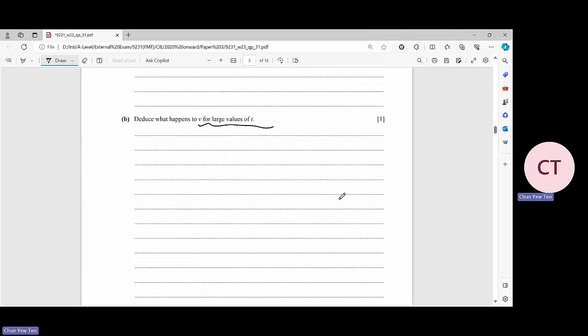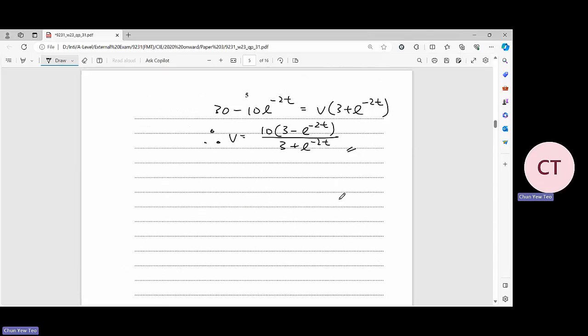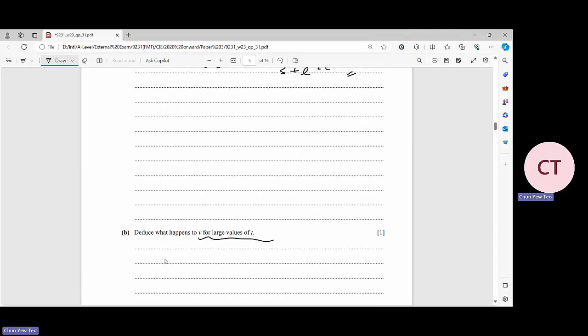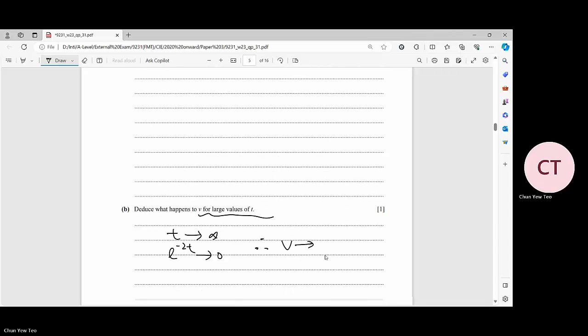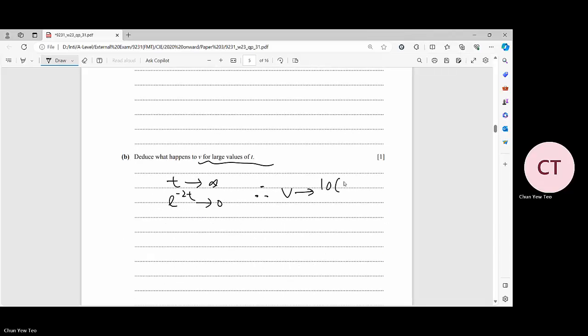What happens to the v for a large value of t? When t is approaching infinity, the e power negative 2t will be approaching 0. So therefore, your v will be approaching 10 multiplied by (3 minus 0) over (3 plus 0). That will be equal to 10. That will be the answer for part b.